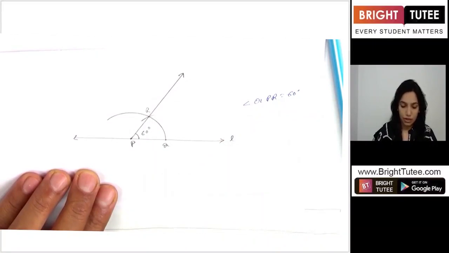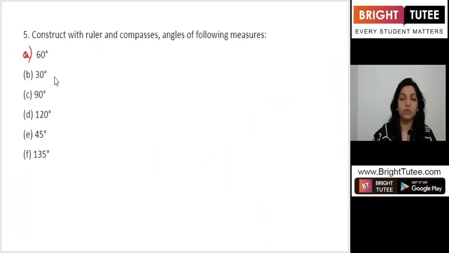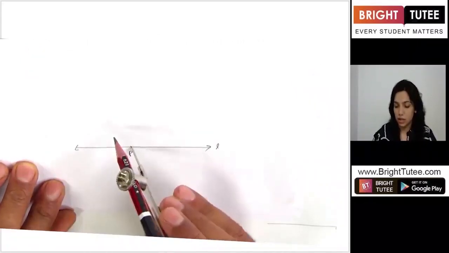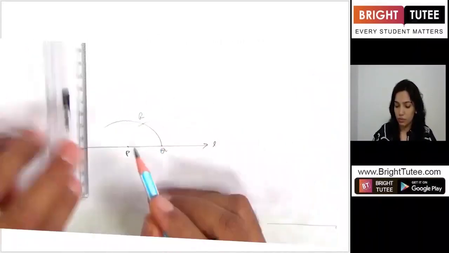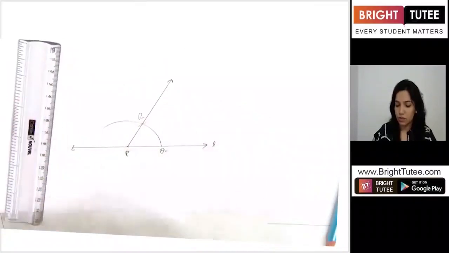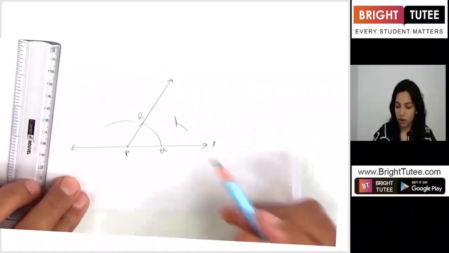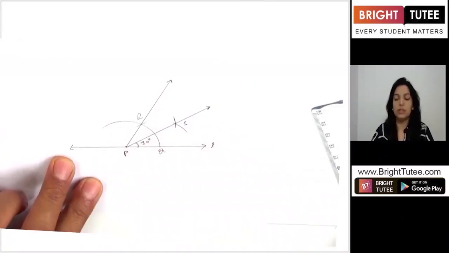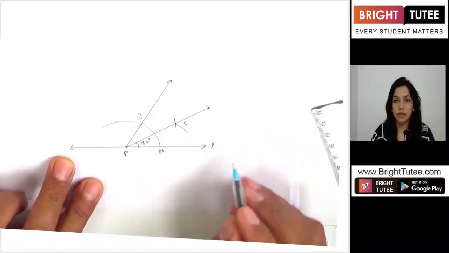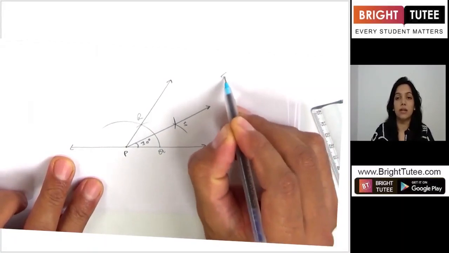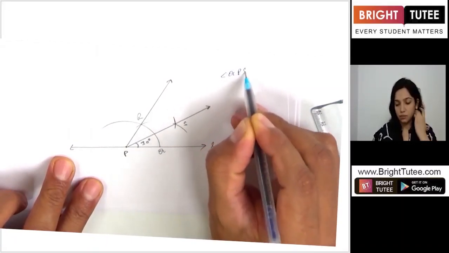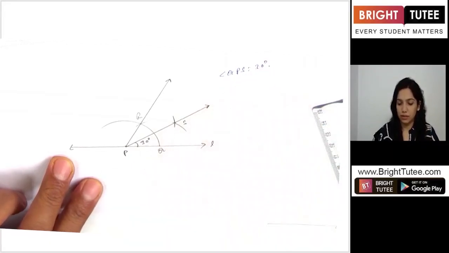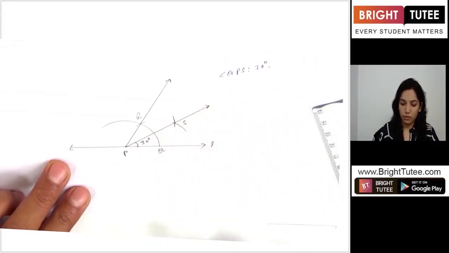Simple. Now the second one was, in order to draw 30 degrees, we need to bisect this particular angle 60. So if we keep the point at Q and R, keeping the radius more than half of QR, and we join P to this point, we get the 30 degrees angle. Clear? So let's say this is the 30 degrees angle. So it's angle QPS. Okay. Now let's move ahead.